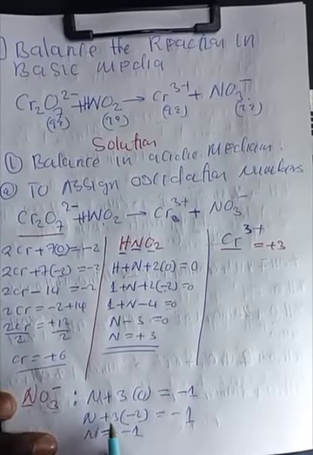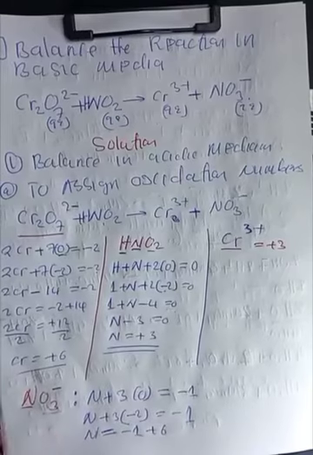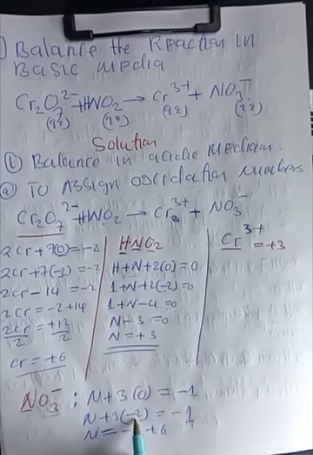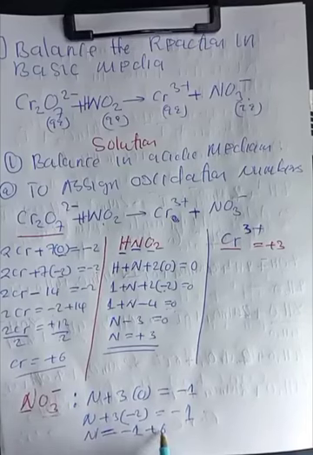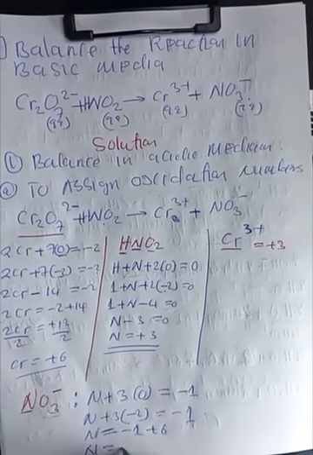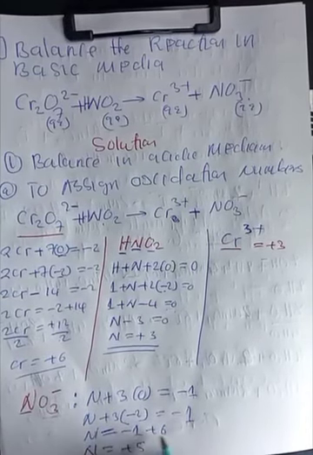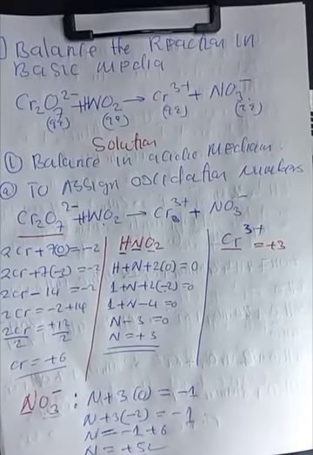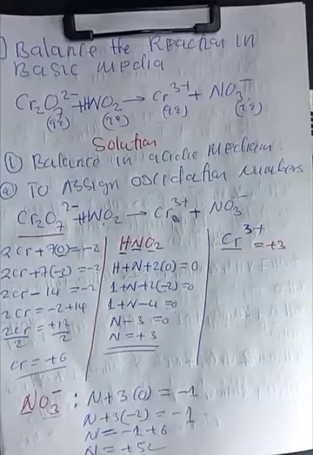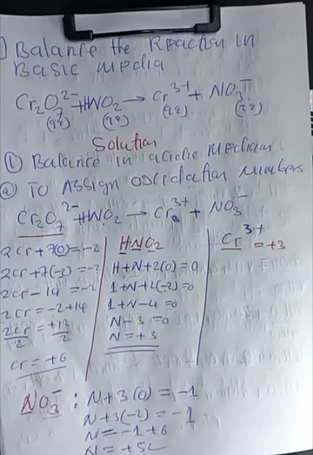So this will be N is equal to -1 plus... We know that if you multiply this, 3 times -2 is -6. When -6 goes to the other side, it becomes positive 6. So N is equal to positive 5, because -1 plus 6 is positive 5. So we are done assigning oxidation numbers. We can now go to the next step.